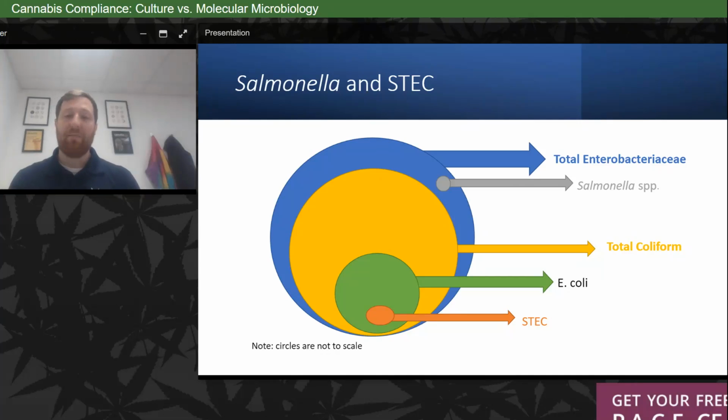Some states have an Enterobacteriaceae test. That would be the whole blue, which also encompasses the yellow, the green, and the orange. And then, of course, total coliform. Looking at this kind of diagram, it goes into the square and rectangle argument: a square can be a rectangle, or a rectangle can be a square. It's the same kind of thing with how we can look at enterobacteria and coliforms.